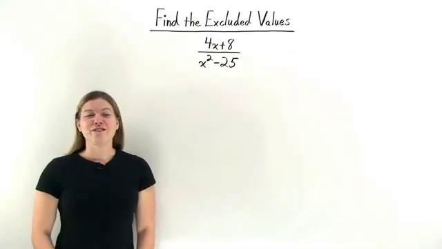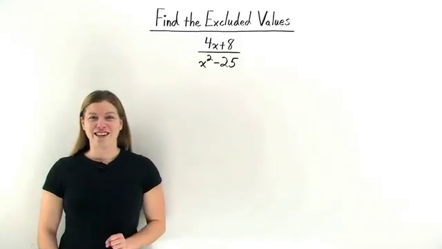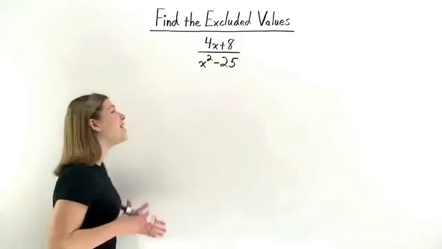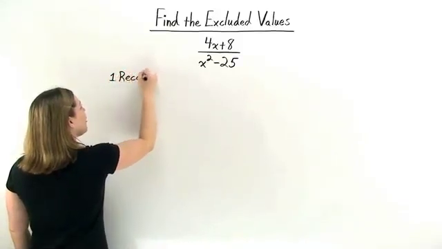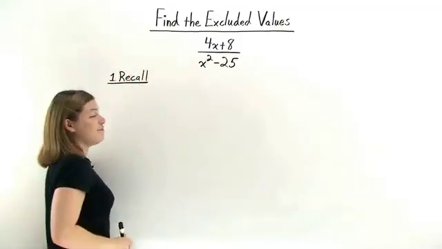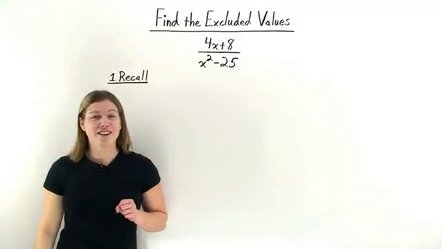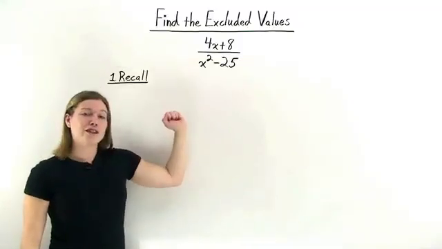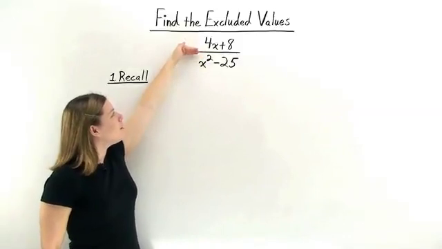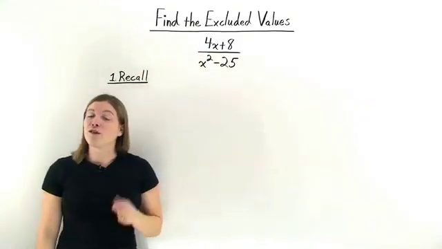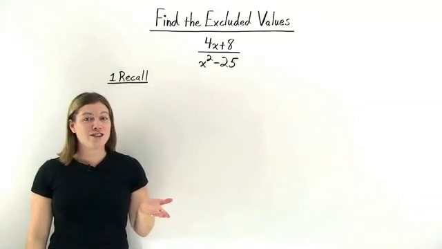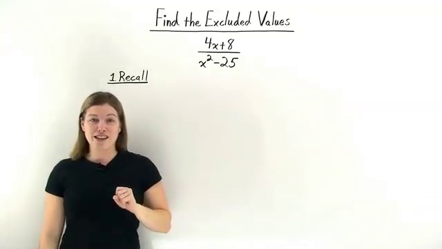Let's find the excluded values of the given rational expression. Well, to help us find the excluded values of this rational expression, let's go ahead and start off by recalling excluded values. That way we know what we're looking for. Well, here we've been given a rational expression. That's a polynomial divided by another polynomial. The excluded values of a rational expression are the values that make the expression undefined.